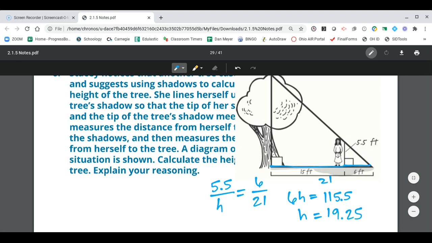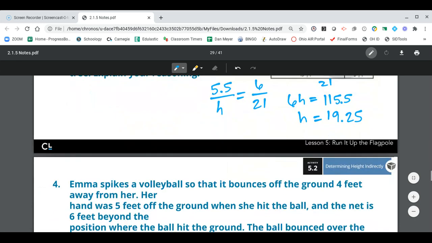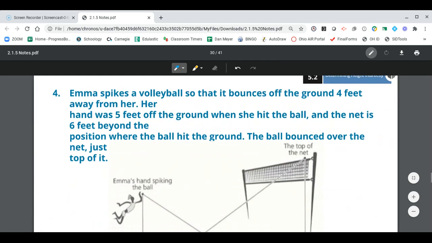Last one. Emma spikes a volleyball so that it bounces off the ground 4 feet away from her. Her hand was 5 feet off the ground when she hit the ball, and the net is 6 feet beyond the position where the ball hit the ground. The ball bounces over the net, just grazing the top of it. How high is the top of the net?